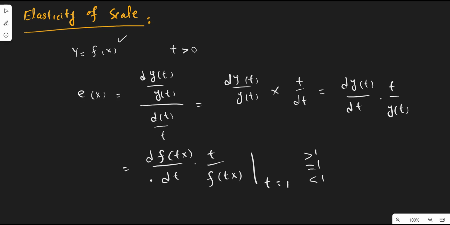So if this elasticity is evaluated at t equal to 1 and we get a value which is greater than 1, it means that the technology exhibits increasing return to scale. If it is equal to 1, then it means that the technology exhibits constant return to scale, and if it is less than 1, that means that the technology exhibits diminishing return to scale. So this is how the elasticity of scale works.